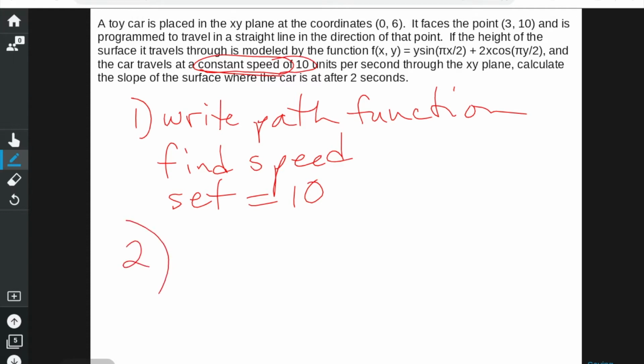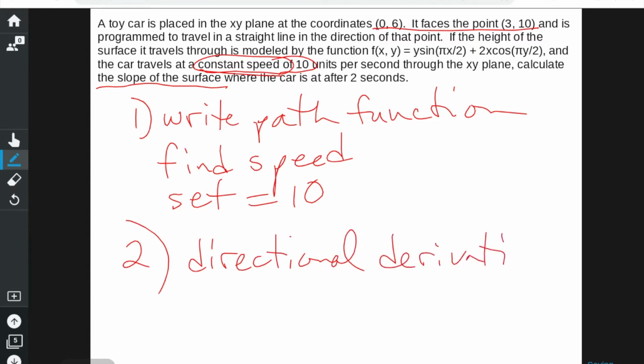Another thing that I would recognize is slope of the surface. When I see slope of a surface, we have learned slopes from a couple different perspectives. We have learned partial derivatives. A partial derivative with respect to x will give us the slope in the x direction, and with respect to y would give us the slope in the y direction. But it sounds like we don't want a slope in x or y. We want a slope along this line. So that means we're going to need to use a directional derivative. All right, so I think our plan is to do those two things.